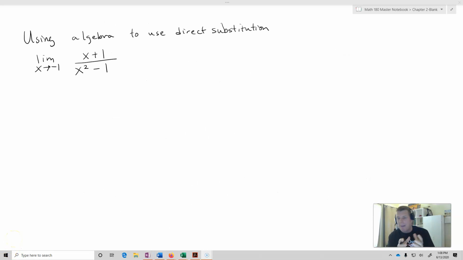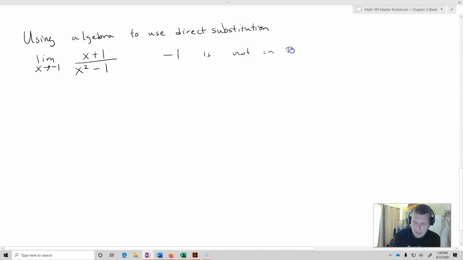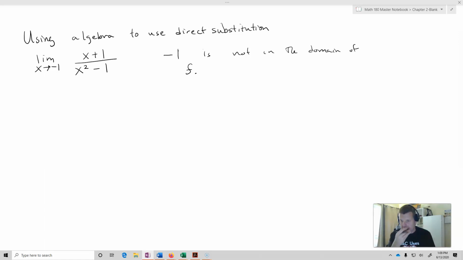Now, sometimes we'll have a problem. In this case, we have a rational equation, x plus 1 over x squared minus 1. So that in fact is a rational equation, but -1 is not in the domain of f. Basically, the problem here is that -1 ends up giving us 0 on the bottom. However, we could actually do some algebra to give us this limit, and then we can use direct substitution again.